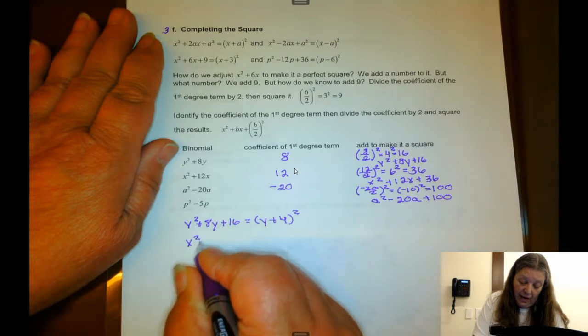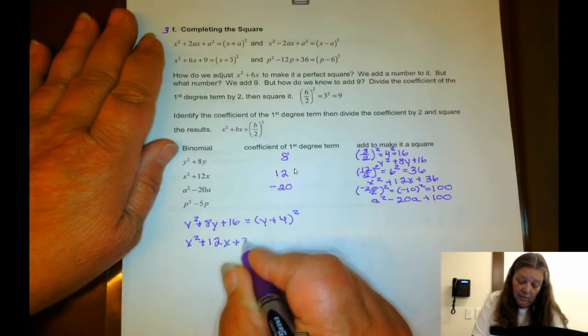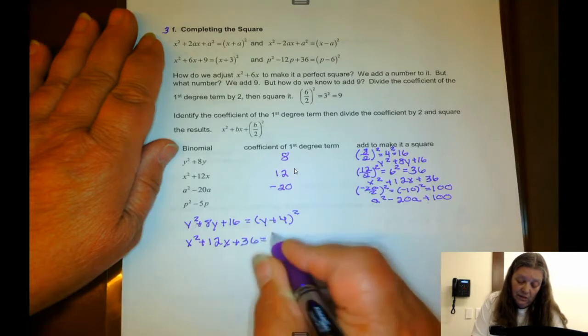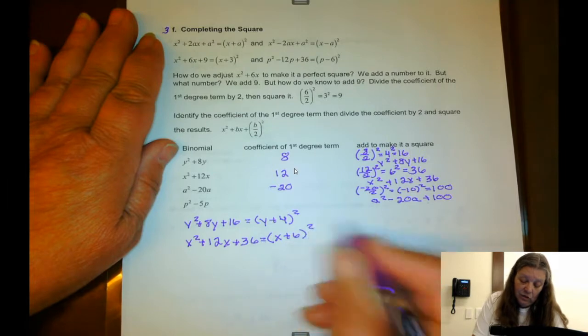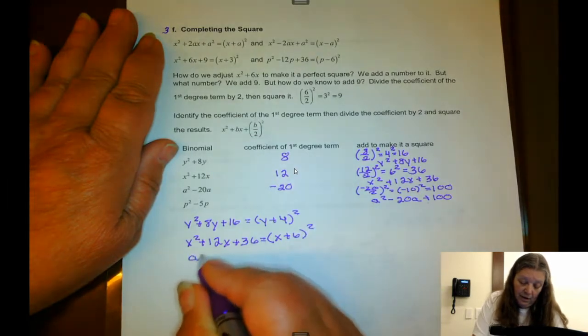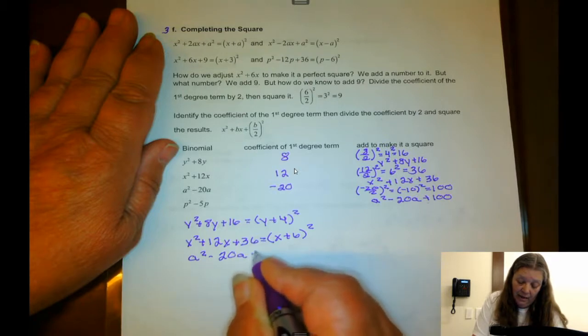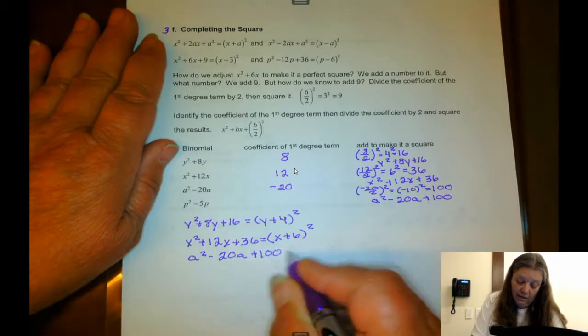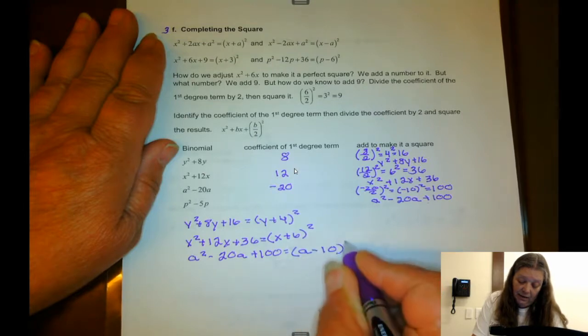So x squared plus 12x plus 36 would be x plus 6 squared. a squared minus 20a plus 100 would be a minus 10 squared.